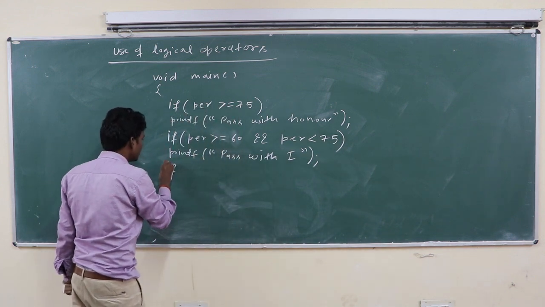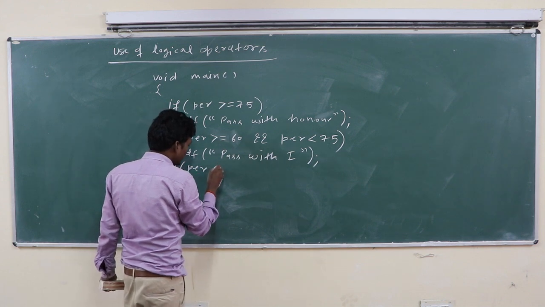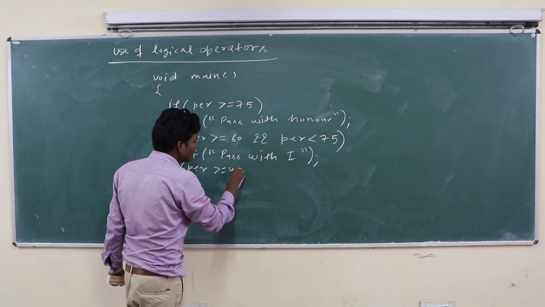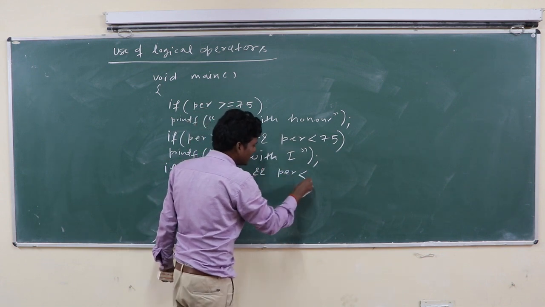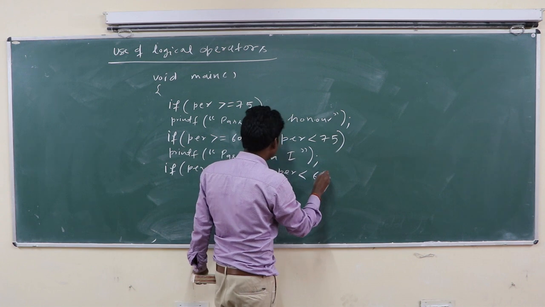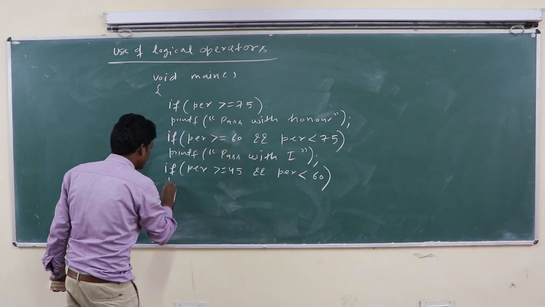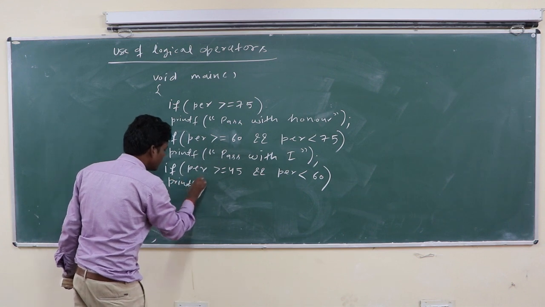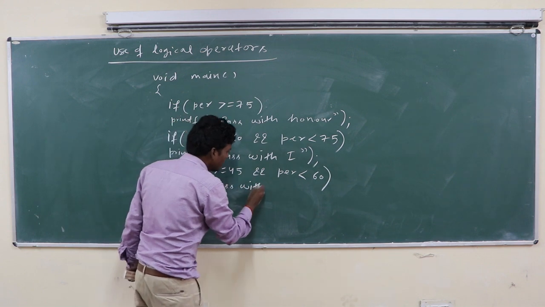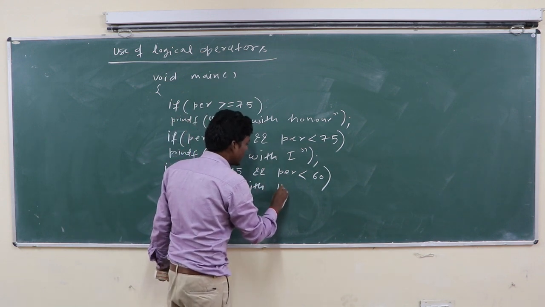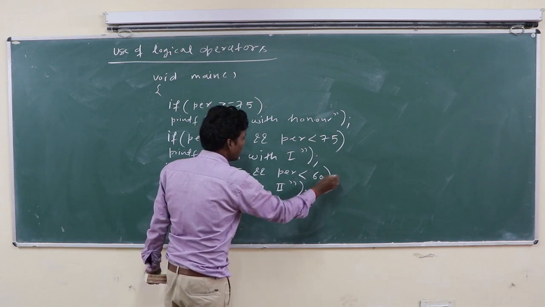If PER is greater than or equal to 45 and PER is less than 60. Okay, here printf pass with second division.